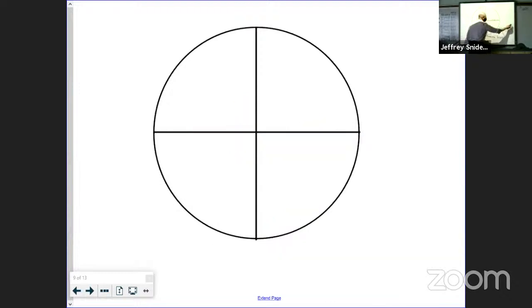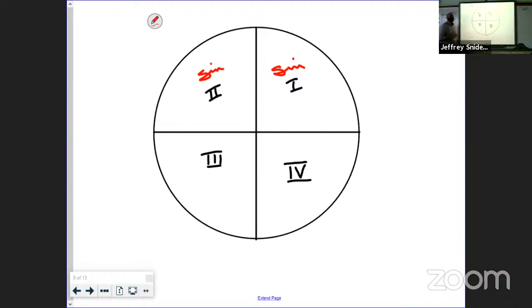I have a question for you. Can anybody tell me where on the circle the sine is going to be positive? For what types of angles is sine positive? What's that? Just quadrant 2? And 1, yeah. Here and here, that is where sine's going to be positive.